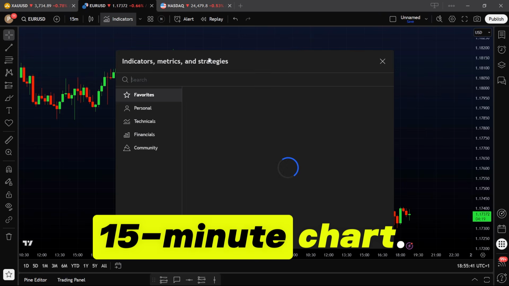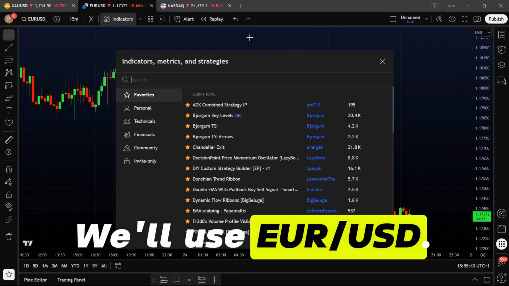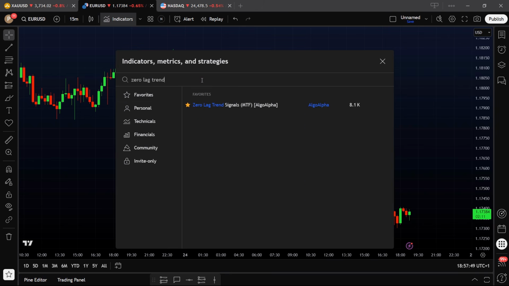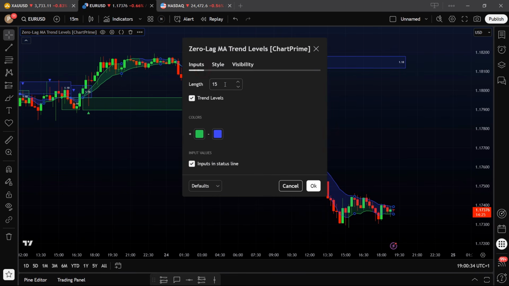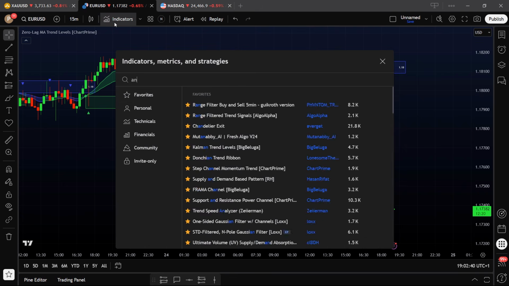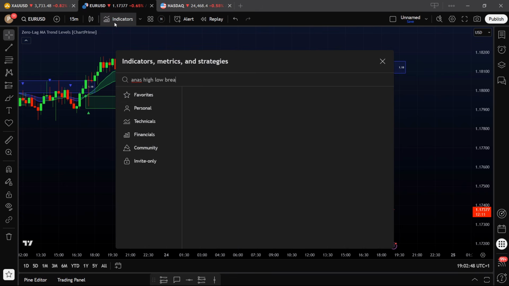First, open a 15-minute chart. We'll use EUR/USD. Go to Indicators and search for Zero Lag MA Trend Levels by Chart Prime. Add it to your chart. In the settings, change the length to 26. Click OK. Next, search for Honest High-Low Breaking Points Oscillator.